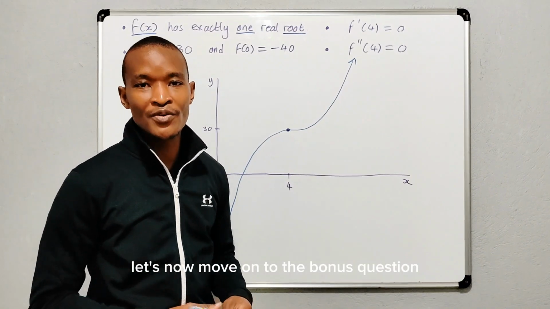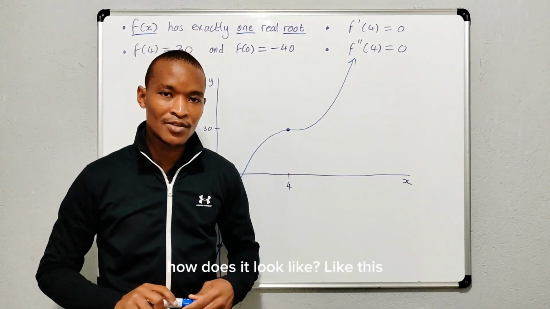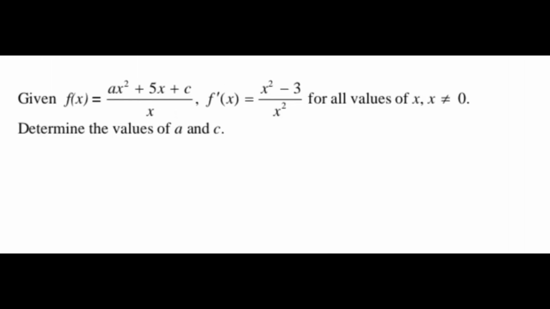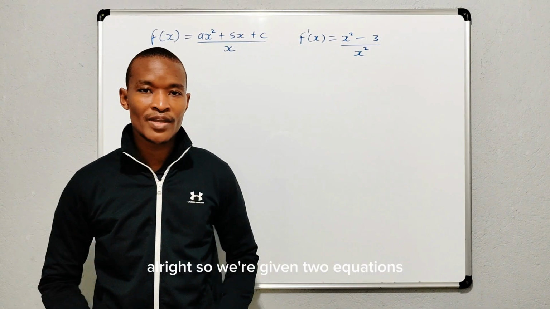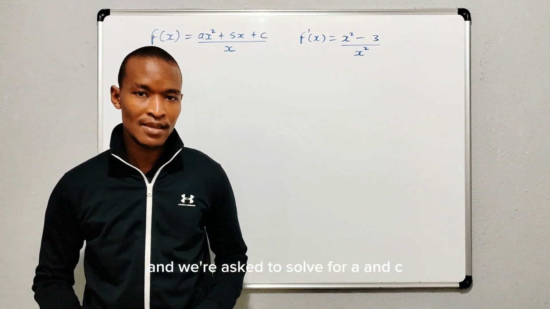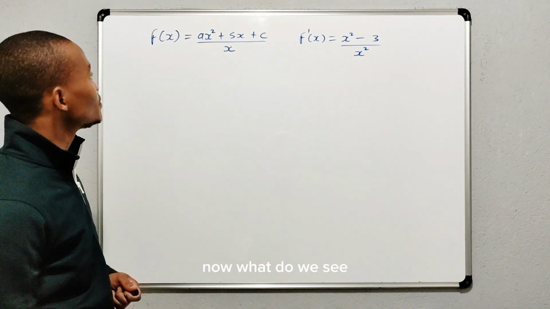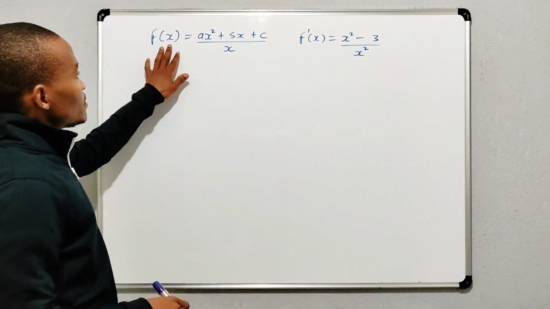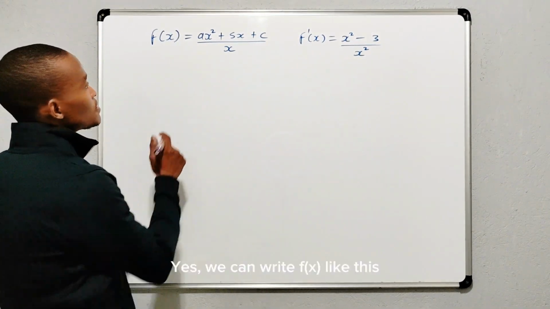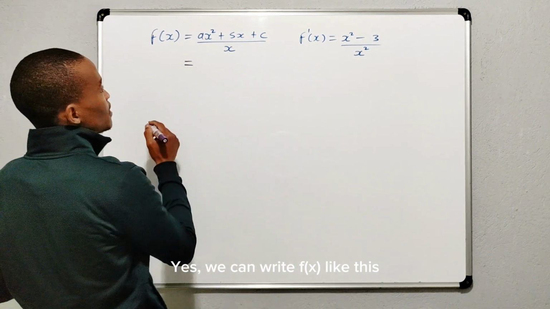Let's now move on to the bonus question. How does it look like? Like this. All right, so we're given 2 equations and we're asked to solve for a and c, those 2 variables. Now, what do we see? This is a rational function. However, can we simplify? Yes, we can write f of x like this.